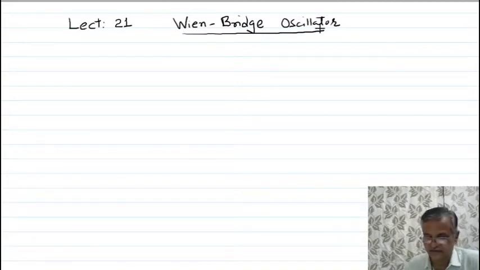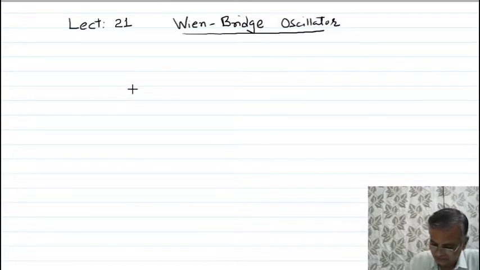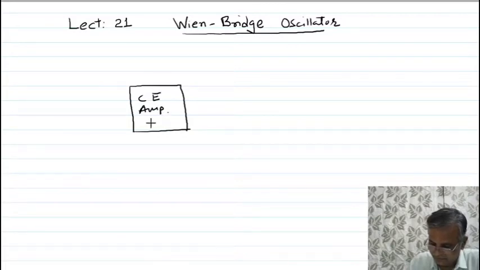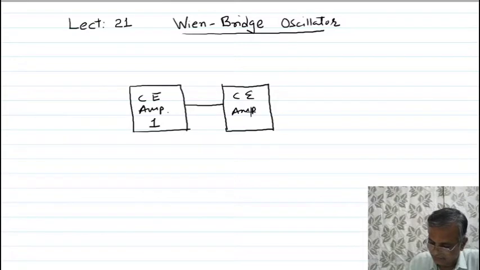Wien bridge oscillator consists of a two-stage RC coupled amplifier and a frequency selective network. I am showing you the block diagram of a Wien bridge oscillator. This is your common emitter amplifier. It is the first stage amplifier. The output of the common emitter amplifier is given to the input of the second stage common emitter amplifier.